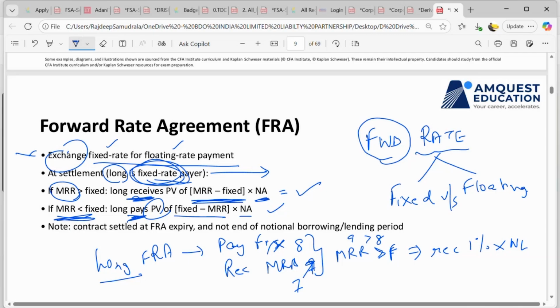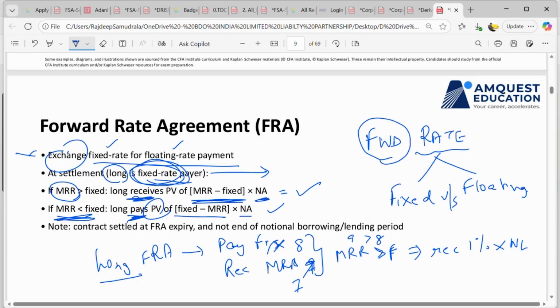But do understand, you should first know whether you are a fixed rate payer or floating rate payer. You have to first decide that. ठीक है? Got the concept? If you're a floating rate payer, then you'd have benefited if your MRR is lesser. Then the maths will change. Got the logic? Any questions? No, sir. Got it? Clear?